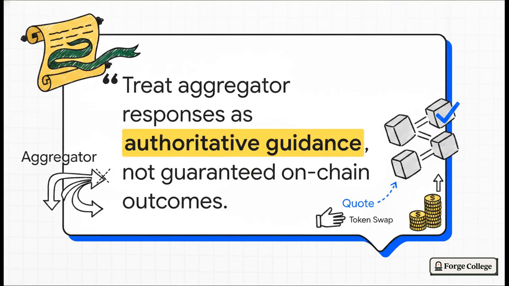Which brings us to a massive golden rule in DeFi protocol integration. Treat aggregator responses as authoritative guidance, not guaranteed on-chain outcomes. The aggregator is just suggesting the best path based on its view of the world, but the blockchain dictates the ultimate reality. Never assume a transaction succeeds just because the aggregator gave you a really good initial quote.